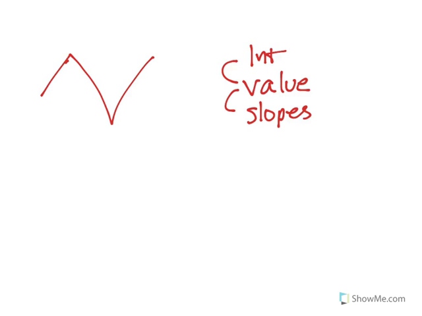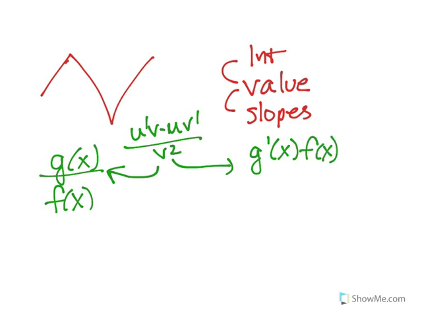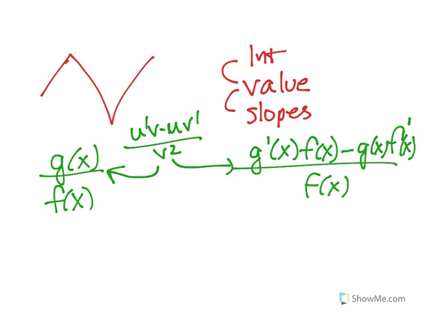Meaning, they'll give you something like this. They'll say g of x over f of x. Now that is a quotient rule, okay? And we know u prime v minus u v prime over v squared. They want you to translate this information from that equation. So u prime would be the derivative of the top, which is g prime, and v would be f of x, minus u, which is g of x, times f prime of x, over f of x squared.